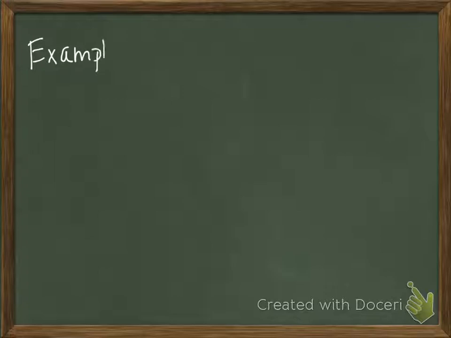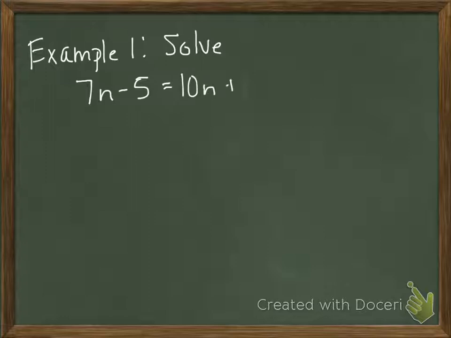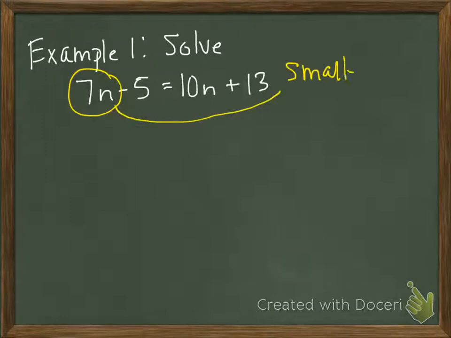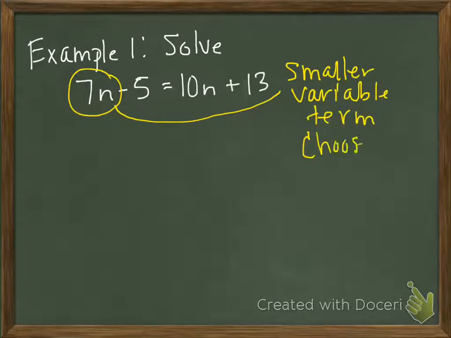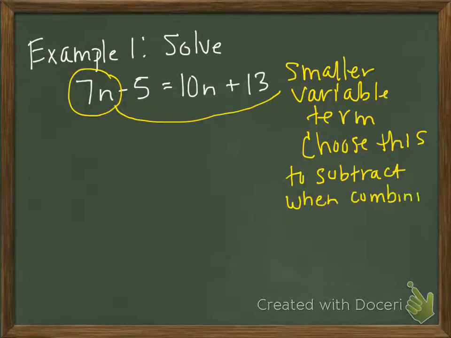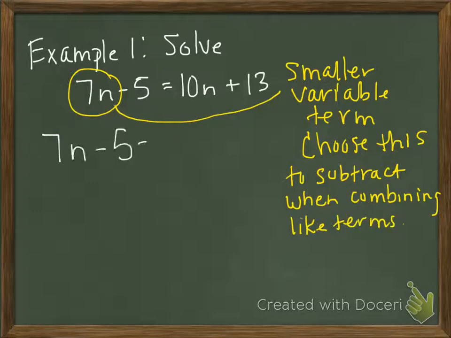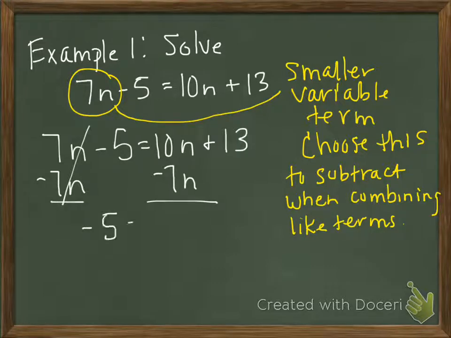So on page 133, example 1 in your book, we're going to solve 7n minus 5 equals 10n plus 13. Looking at this, we're going to look at our smaller variable 7n, and we're going to choose that term to subtract when we're combining them. So we subtract 7n from both sides. So we're left with negative 3n equals 3n plus 13.